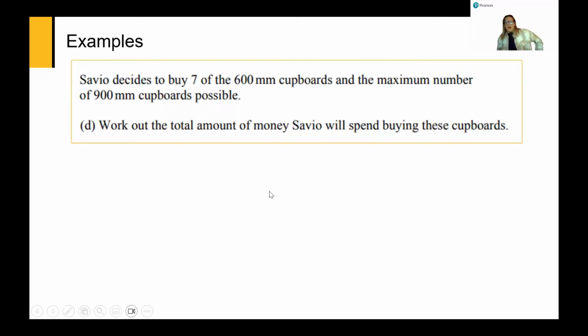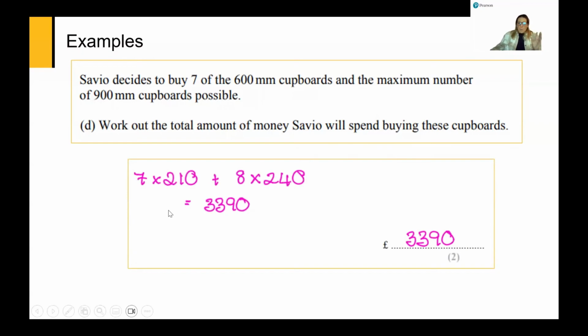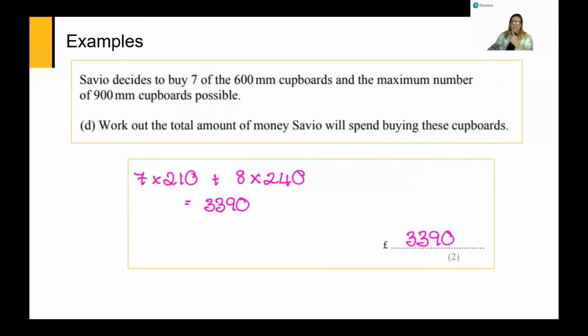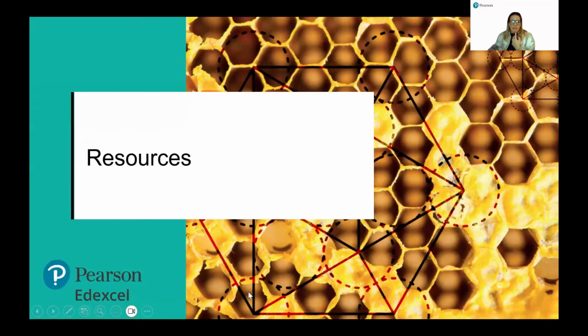And then we have that bottom question where he decides to buy 7 of the 600mm cupboards, and then there's a maximum number of 900mm cupboards possible. And we want to work out the total amount of money that Savio is going to spend buying the cupboards. We know we're allowed 7 lots of 210, getting that information from the previous part, and then 8 lots of 240 is £3,390. You can use the graph from before. So yeah, total of 3,390.